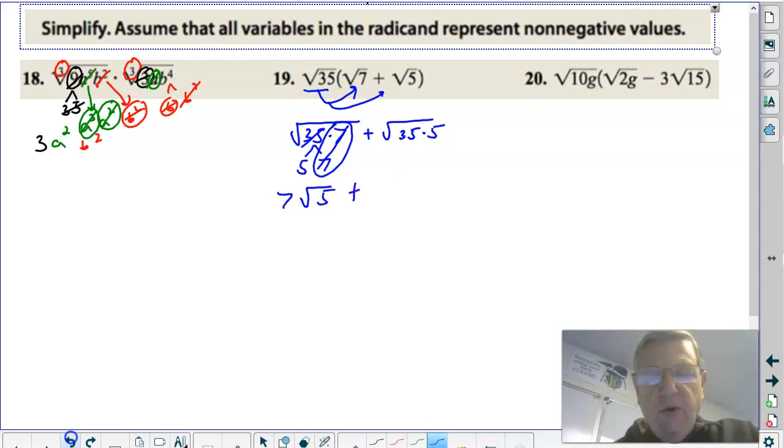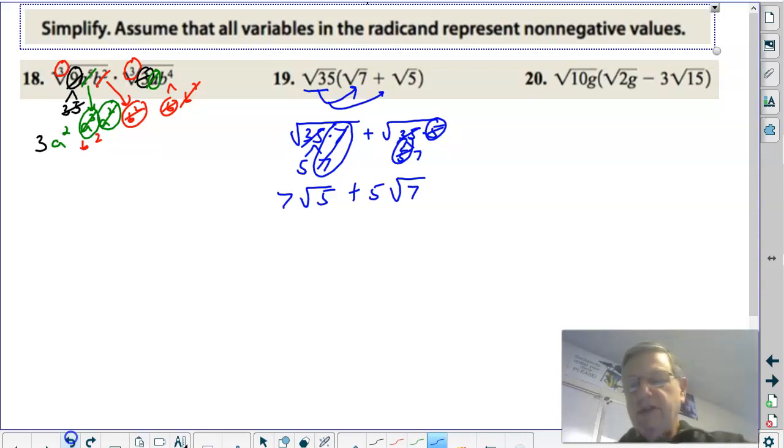How about this second one? Well, here again, the 35 is a 5 times 7. On this one, you have a 5 times 5. The square root of that is a 5, and that's your answer. 7 times the square root of 5 plus 5 times the square root of 7.